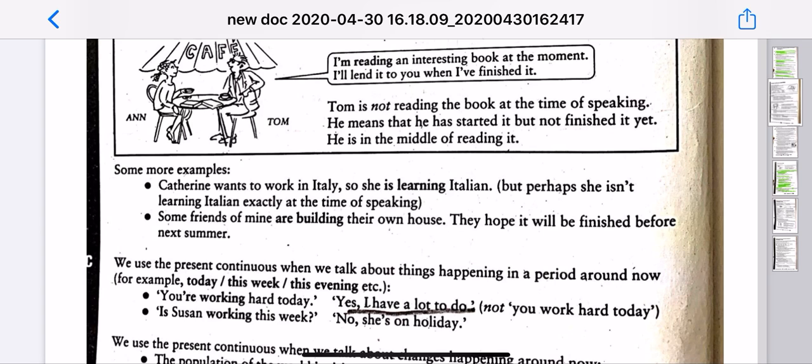So, you are working hard today. Here you can add yourself, like Preeti Didi is working hard these days. She is trying to learn tenses. Is Susan working this week? Yes, she is working. No, she is on holiday. So, these are the replies in general.